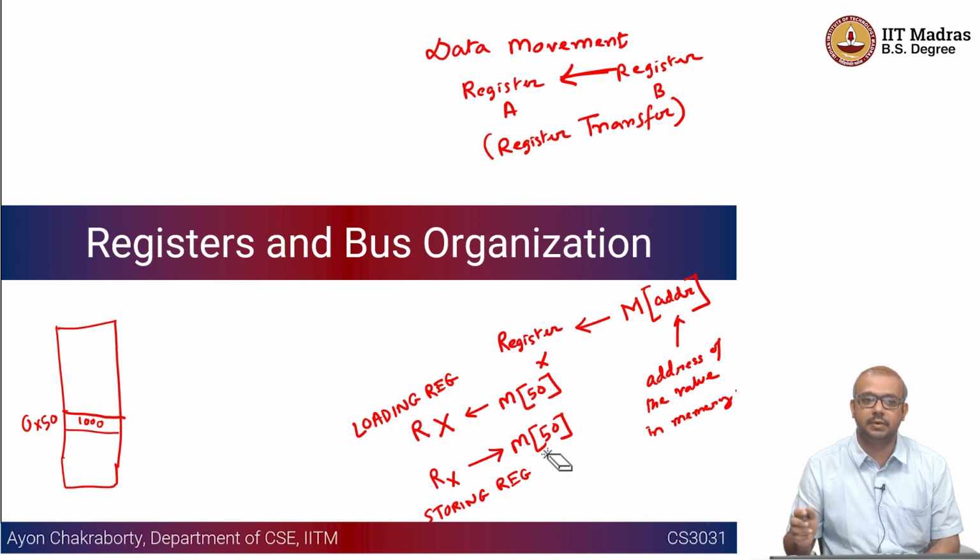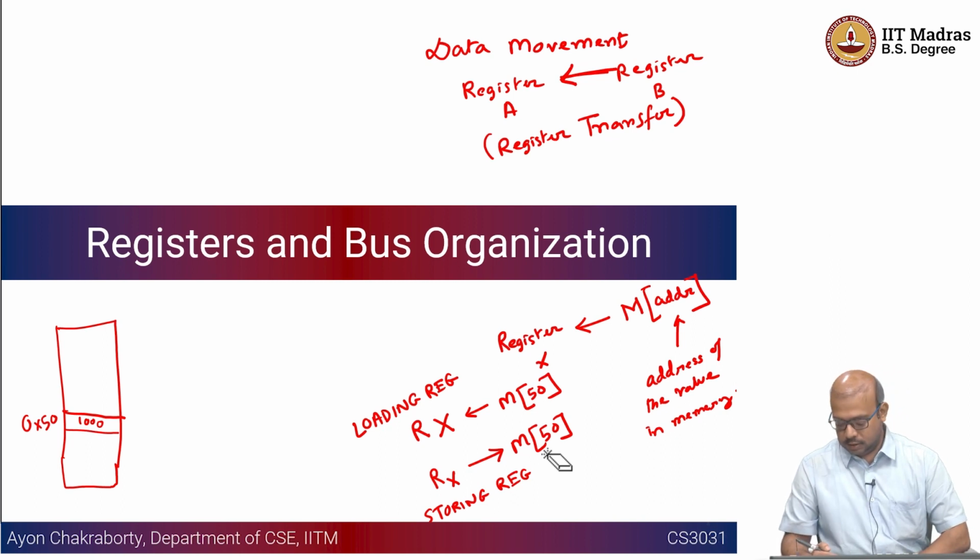We copy variables, we do some arithmetic operations. Register transfers is something that you cannot avoid, and also the loading and storing, that is memory to registers, and register to memory.